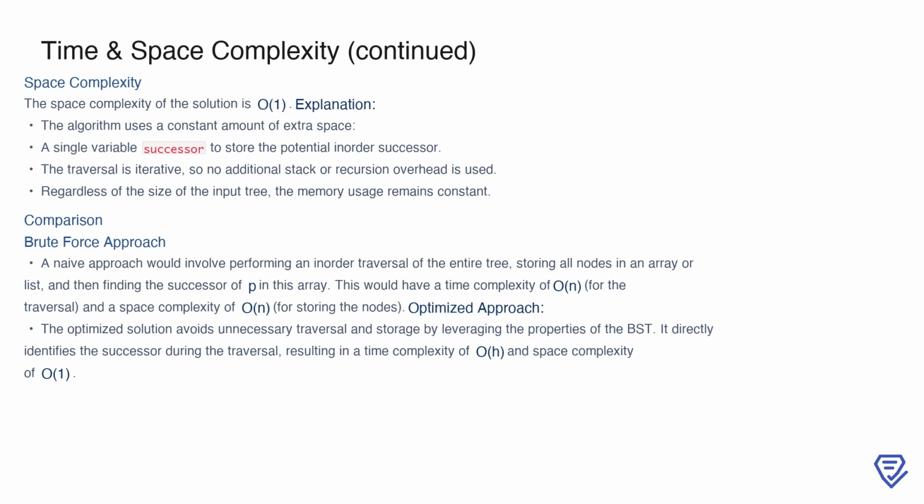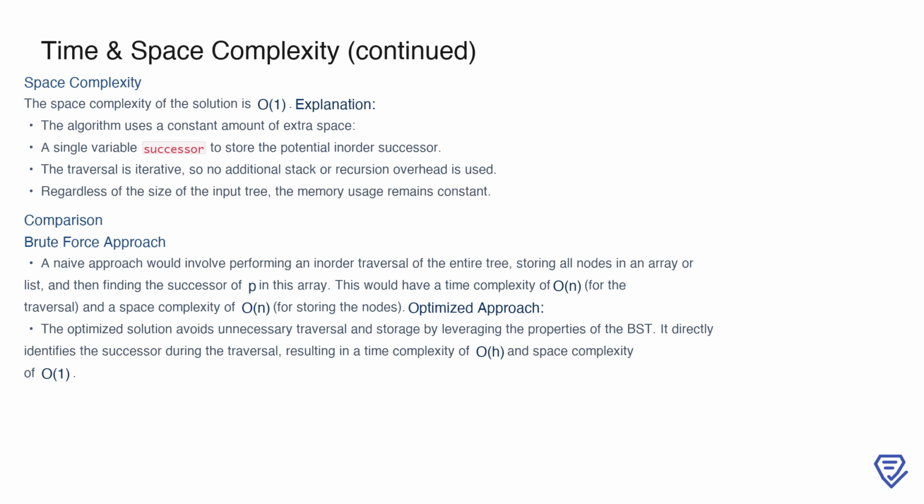Now, if we compare this optimized solution to a brute force approach, the difference becomes clear. A naive solution would involve performing an inorder traversal of the entire tree, storing all nodes in an array or list, and then finding the successor of the target node, P, within that array. This would lead to a time complexity of O(n) for the traversal and a space complexity of O(n) for storing the nodes. In contrast, the optimized solution avoids unnecessary traversal and storage.